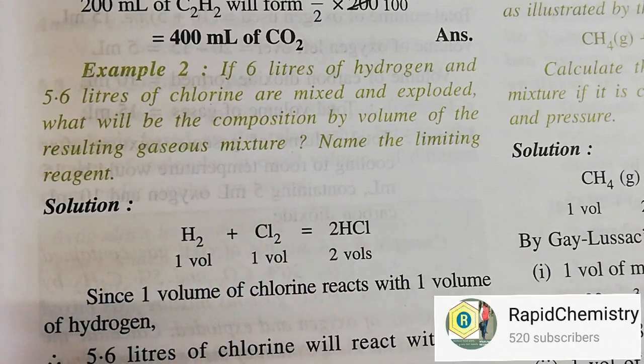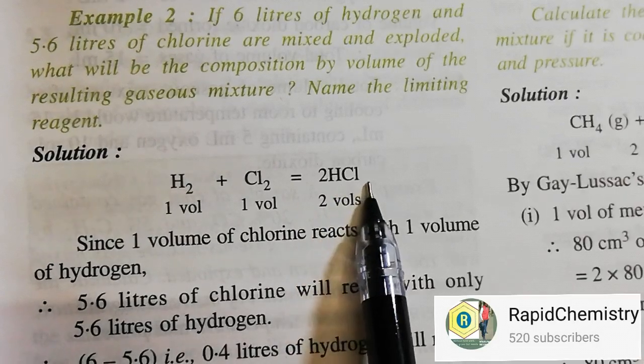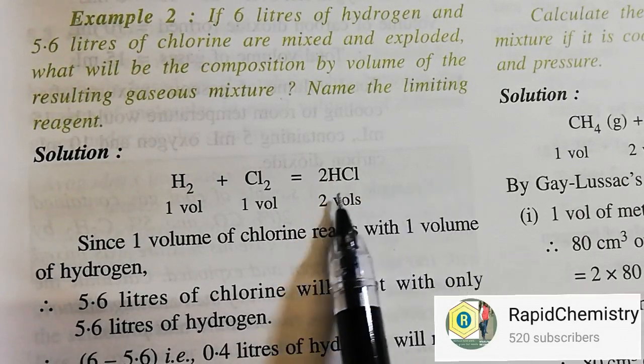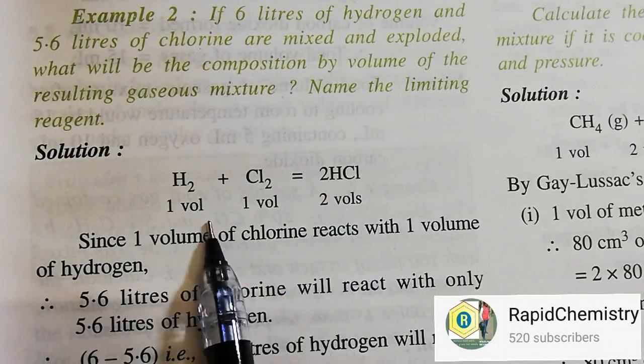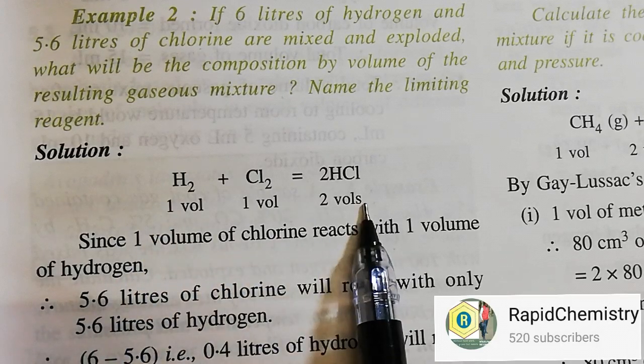So the reaction here would be hydrogen and chlorine, a simple reaction, and it will form HCl or hydrogen chloride in the gaseous form, and the volume ratio is 1:1:2. So if it is 1 volume, then it would be 2.